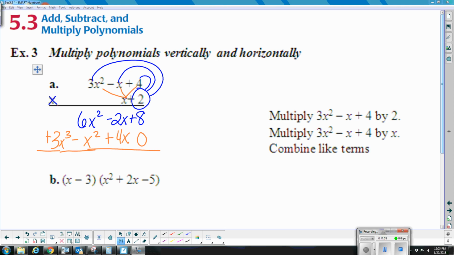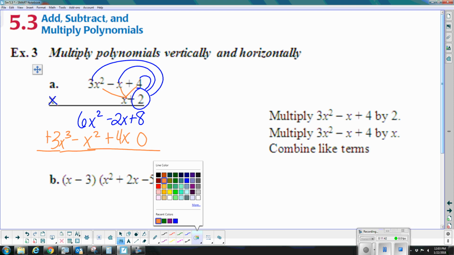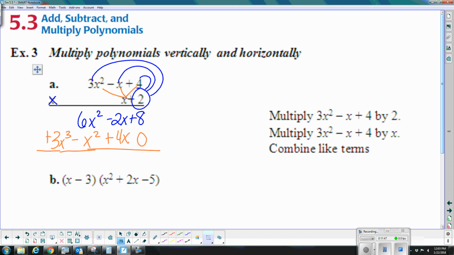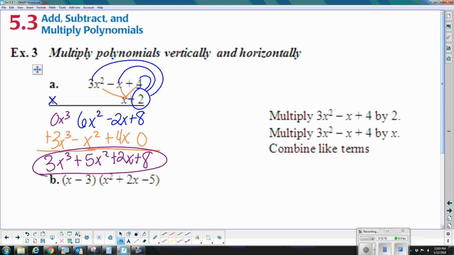Now that you have done the multiplication part, you need to still add these polynomials. And if you've multiplied vertically, then you're going to be adding vertically. So 8 plus 0 is 8. Negative 2x plus 4x is positive 2x. Don't forget to carry forward your signs too. And then 6x squared minus x squared is positive 5x squared. And 0x cubed plus 3x cubed is 3x cubed. So this is your final answer.